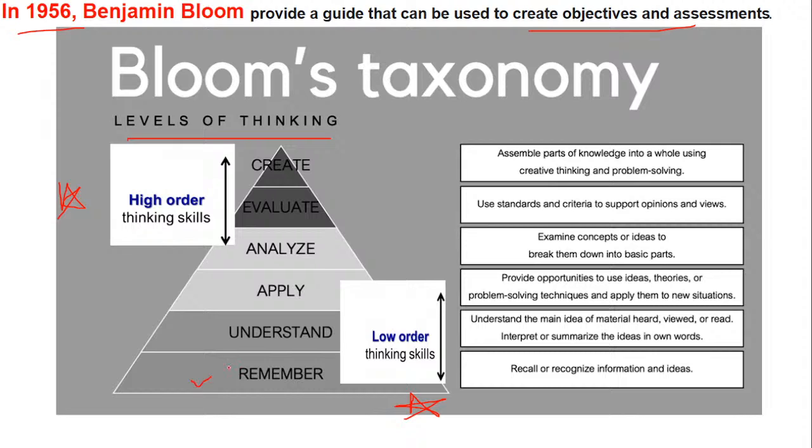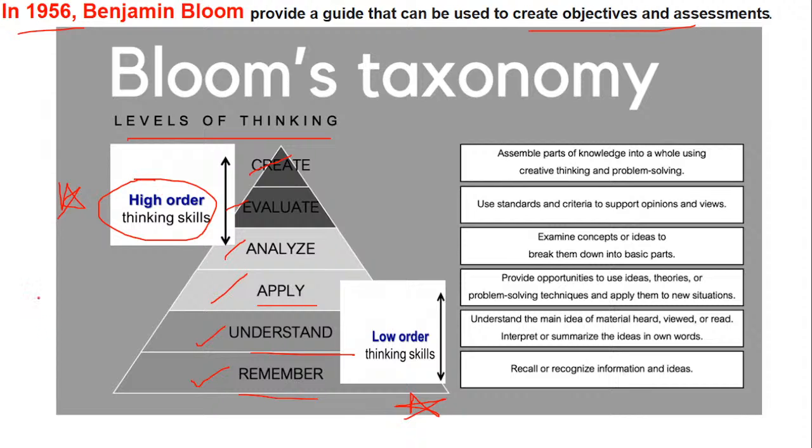It starts with remembering, understanding, applying, analyzing, evaluating and creating, wherein this taxonomy is divided into two parts, that is lower order skills and higher order skills. Remembering, understanding, applying are a part of lower order skills, whereas analyzing, evaluating and creating are the part of higher order skills. So you can get a question on which can be classified as higher order or which can be classified as lower order.